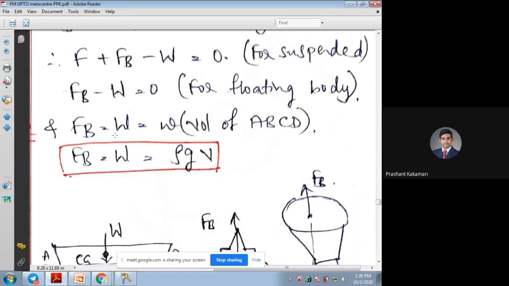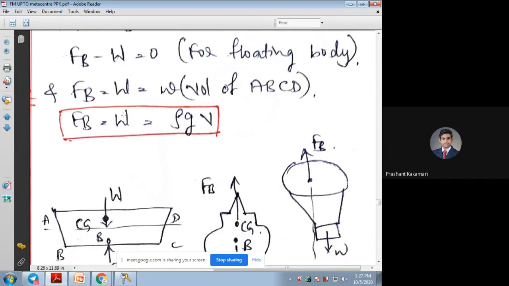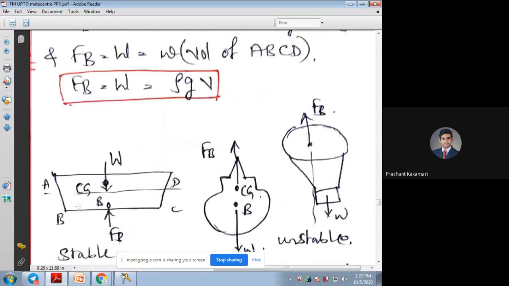For floating bodies, FB should be a little bit more. The buoyancy force should be a little bit more than the weight of the body. Then it will float above the free surface, so part of the body is submerged because of the weight, and part of the solid body will be floating in the air. For example, here we have taken a ship. The total volume of the liquid displaced is ABCD.